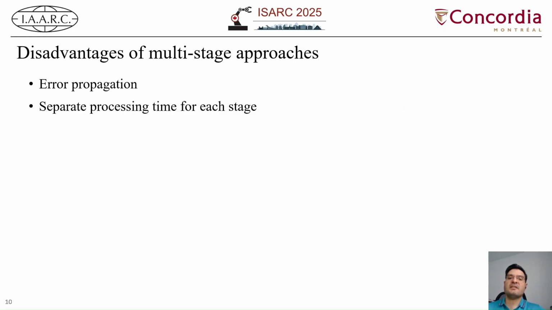However, multi-stage methods have two main problems. The first is that error propagates from earlier stages to the later ones and degrades the overall model performance. And the second is that each stage needs a separate processing time that, when added together, reduces the inference speed of the model.